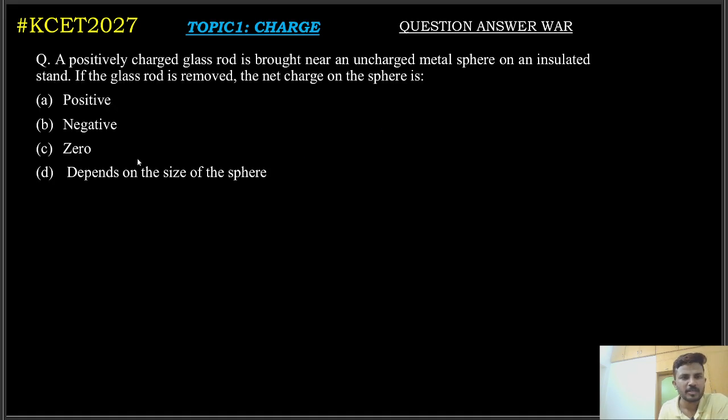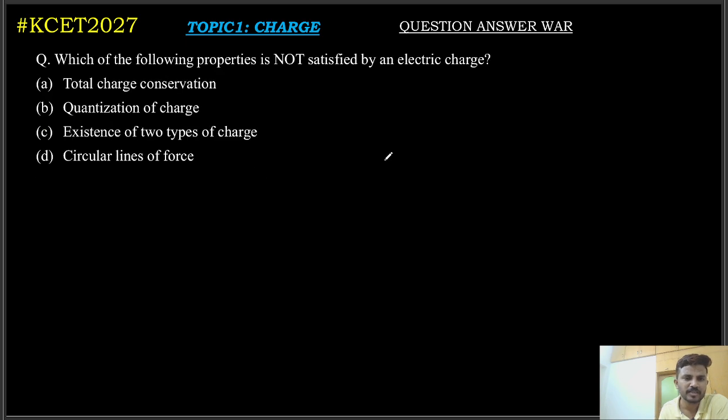Next, a positively charged glass rod is brought near an uncharged metal sphere on an insulated stand. If the glass rod is removed, the net charge on the sphere remains the same, that is 0, because initially it was uncharged, finally also it will be uncharged, because in the induction process there will be no transfer of charges.